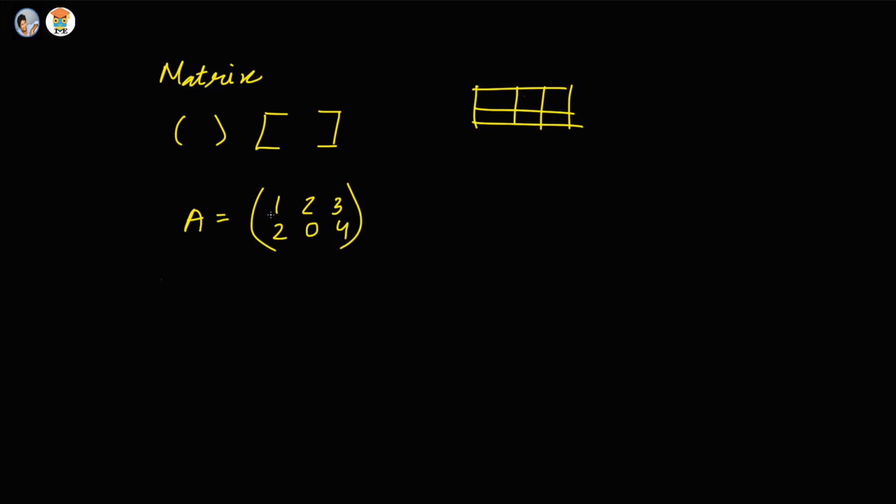How many columns are there? There are 1, 2 and 3 columns. So we can write there are 3 columns. And how many rows are there? This is the first row and this is the second row. So we can write 2 rows.